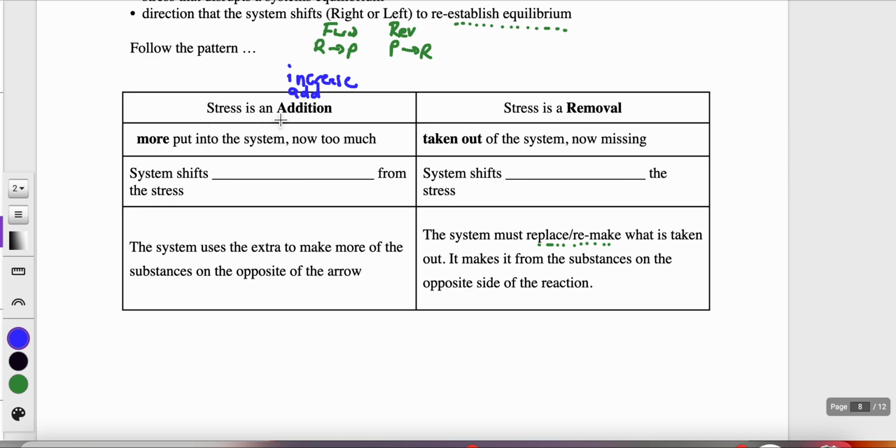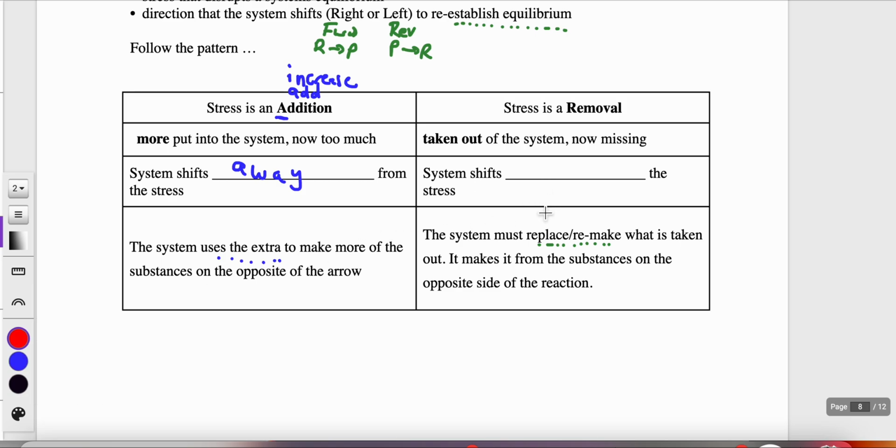So the way the system deals with some sort of addition is that the system will shift away from the stress. So if the addition is a reactant, the system shifts away from the reactant side. If the addition is a product, the system shifts away from the products. The reason the system shifts away from that addition is that the system has to use up some of the extra, and it uses it up by making more of whatever is on the opposite side of the arrow.